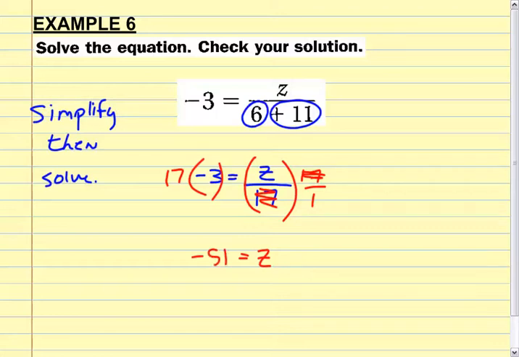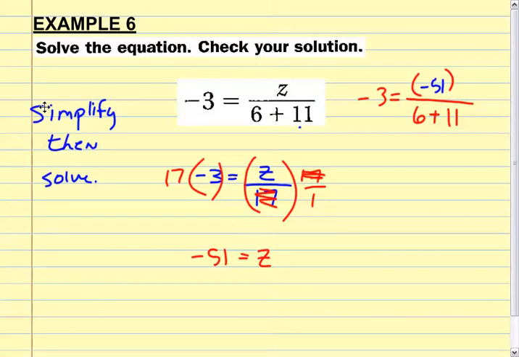So negative 51. They asked us to check it, okay? Well, let's plug it in and check it. So I've got negative 3 is equal to parentheses over 6 plus 11, okay? Now, what goes in those parentheses, John D? Negative 51, good. Now, if I want to see if it works, what should I do first here, Gray? Well, you would follow the order of operations. What's the first thing I should do? You can't do anything in a parentheses.